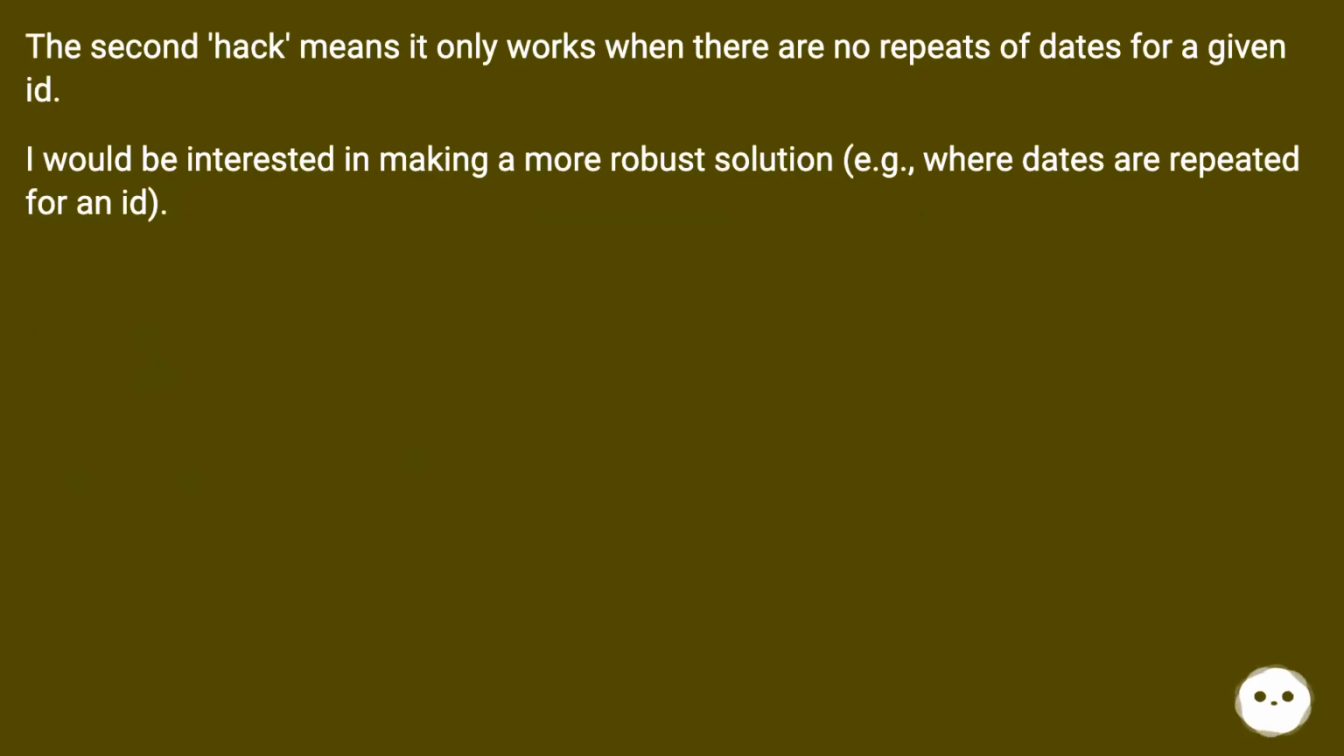The second hack means it only works when there are no repeats of dates for a given ID. I would be interested in making a more robust solution, e.g., where dates are repeated for an ID.